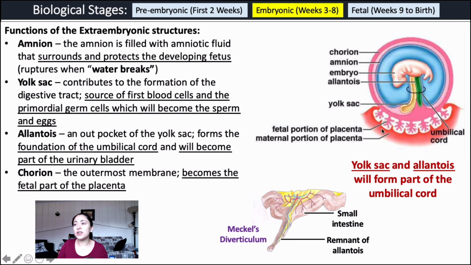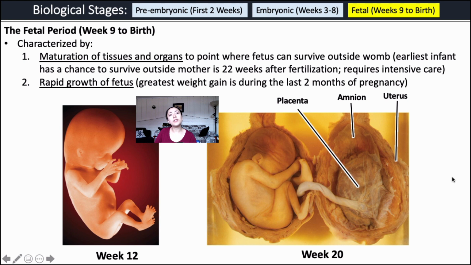So exchange of nutrients and waste occurs between the maternal portion of the placenta and the fetal portion of the placenta. So now let's briefly talk about what characterizes the fetal period of development. Now remember, this begins at week 9 to birth. One of the characteristics of this stage is maturation of the tissues and organs to a point where the infant could actually survive outside of the mother's womb.